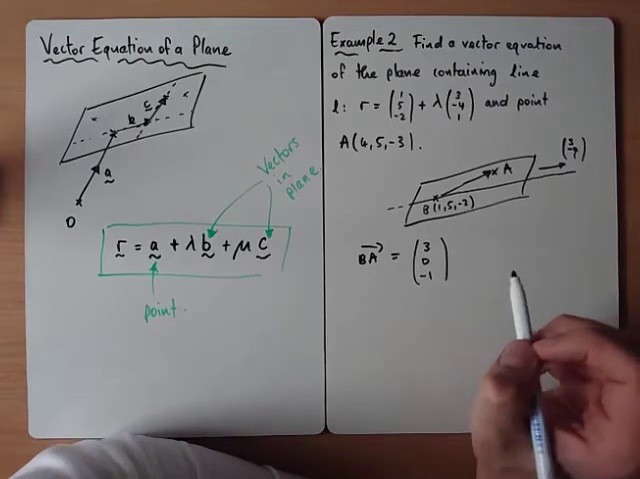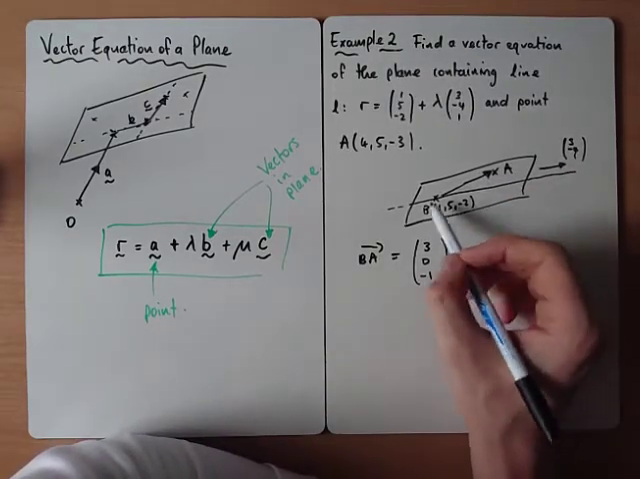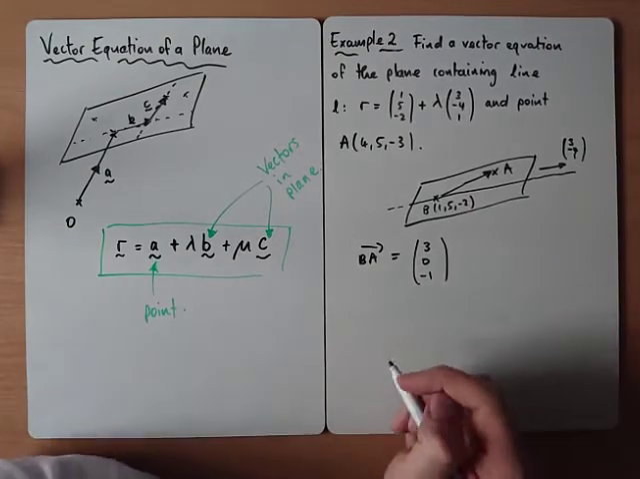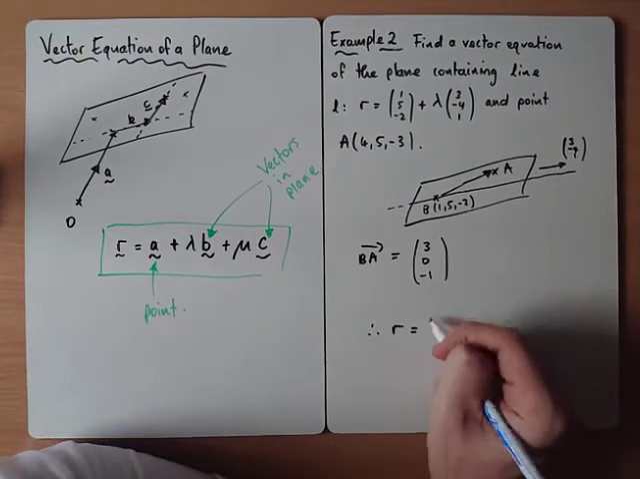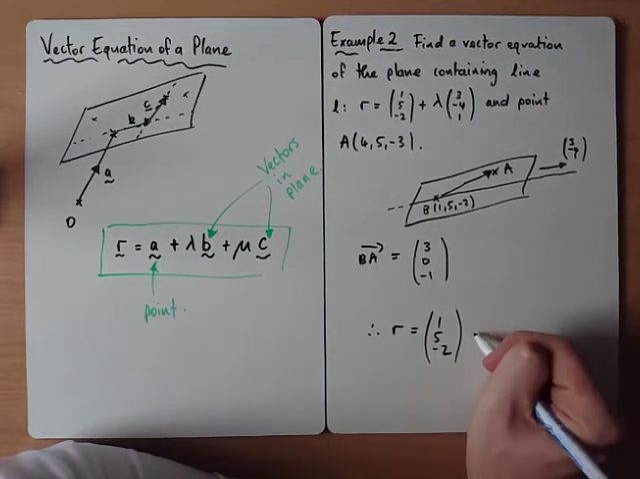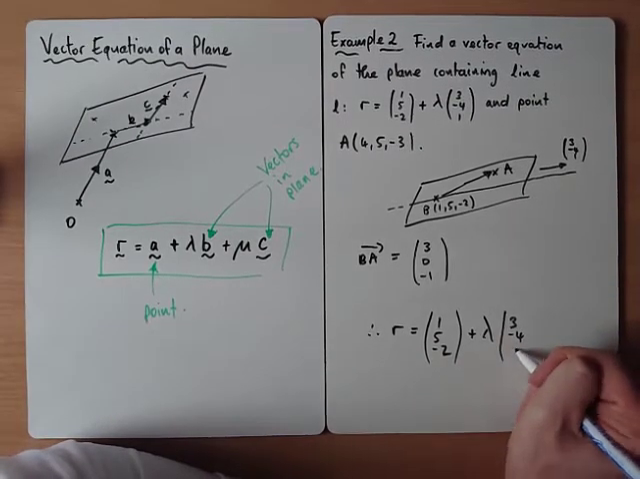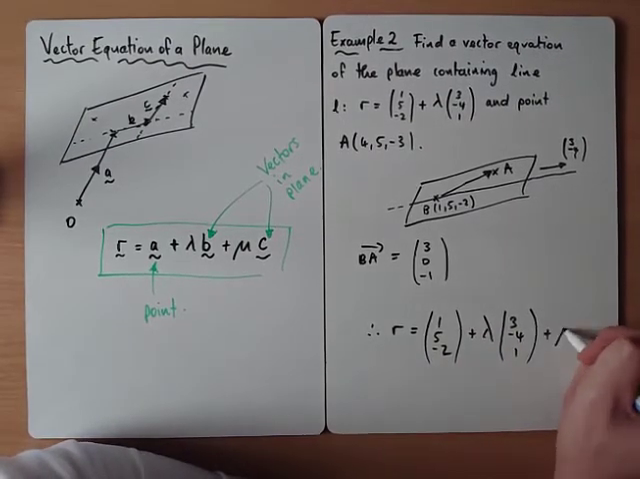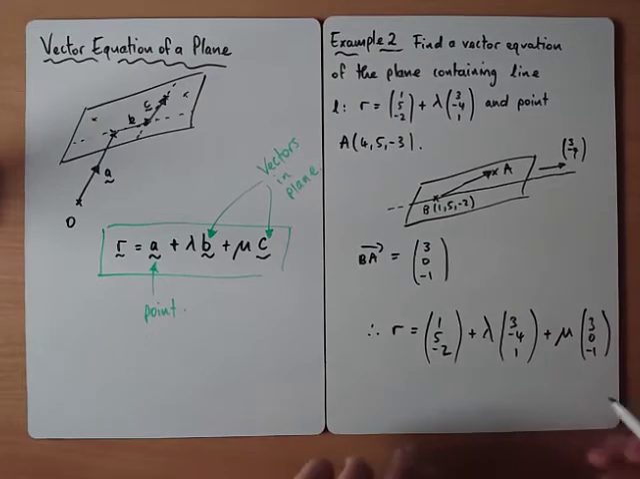Now we've got enough information. We've got two vectors that lie in the plane. We've got a point that lies in the plane. So we could say that the plane would equal (1, 5, -2) plus lambda (3, -4, 1) plus mu (3, 0, -1).